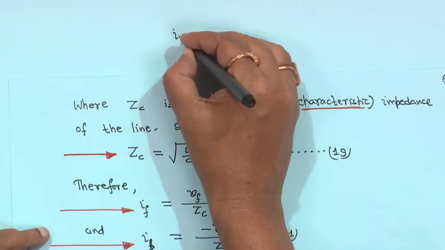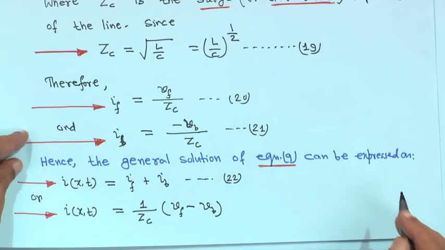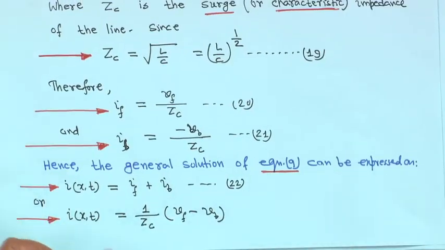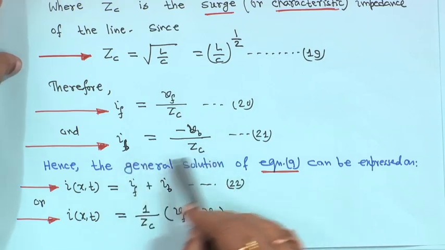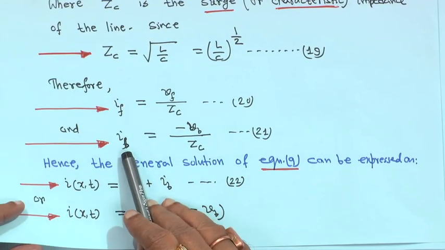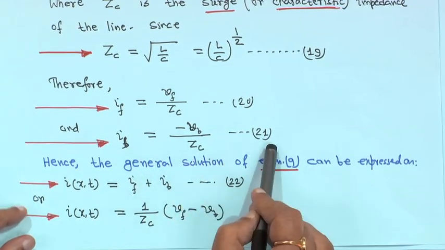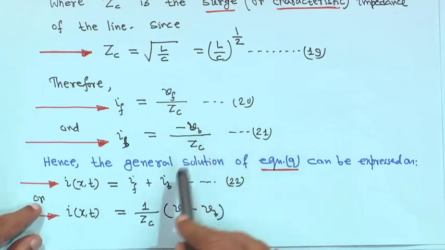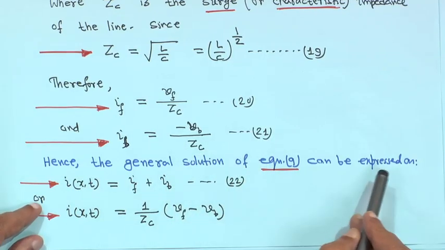I am writing on a separate page. This is actually IB, right. IB will be minus Vb upon Zc, because Vb is equal to minus IB Zc. So, IB is equal to minus Vb by Zc. This is equation 21.